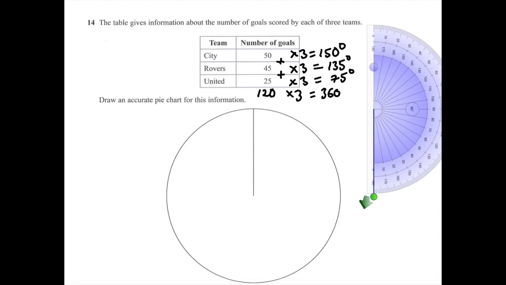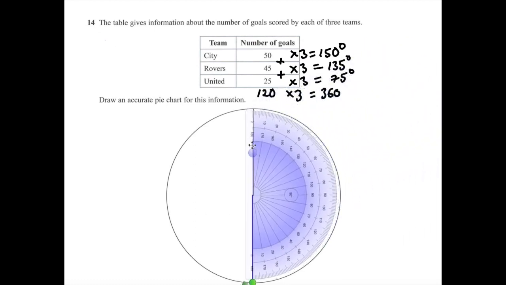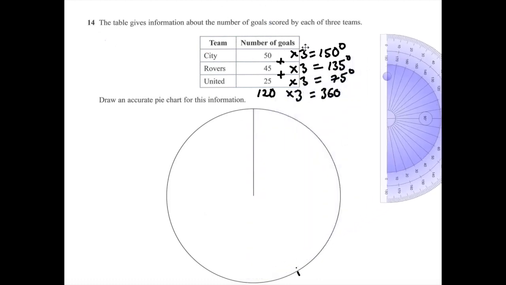So the first team is City, so I need to draw 150 degrees. I'm going to line up my protractor in the middle, so it should be 0, 0. Yep. Now 150 is over here. So I'm going to move my protractor out the way and draw a straight line from the center of the circle. Good. So I'm going to write City.